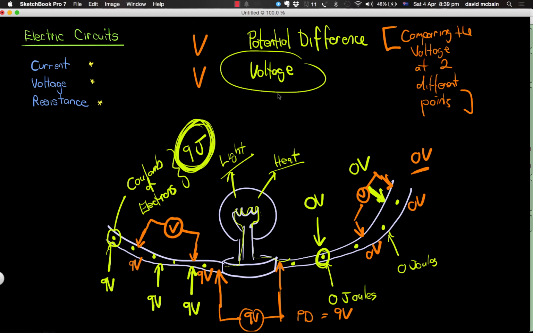So that is the end of our lesson on voltage. The final lesson in our first sequence of programs will be on resistance.